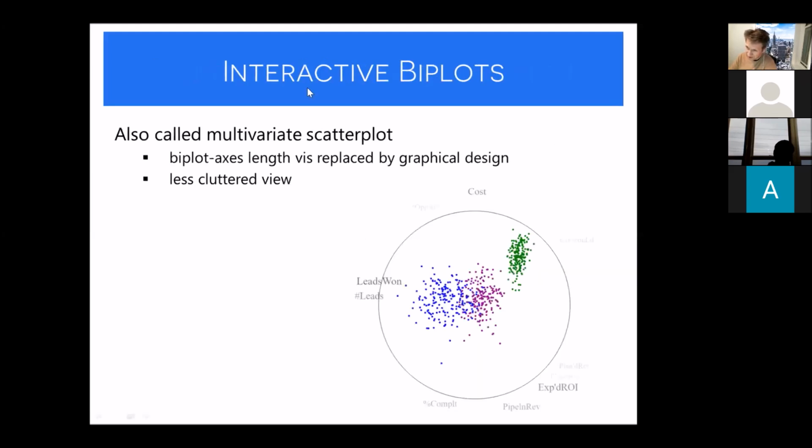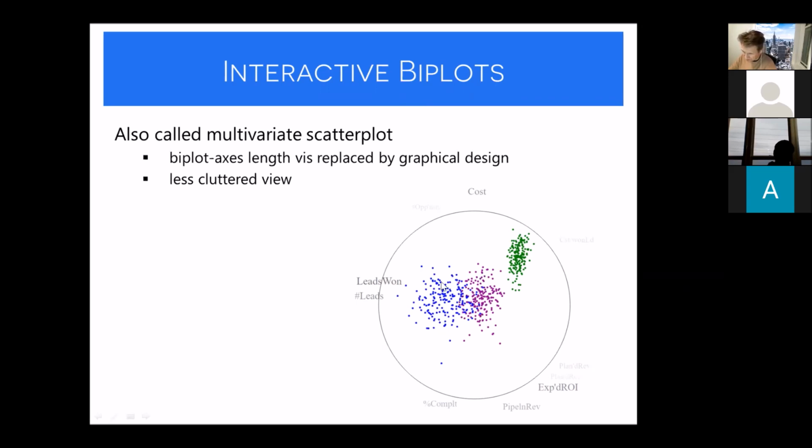Or you can make these biplots interactive. Here's something we developed a while ago, called the interactive biplot. This was research I did with a student named Bing Wang, who is now working at Google, maybe 4 years ago. We call it the Subspace Explorer.